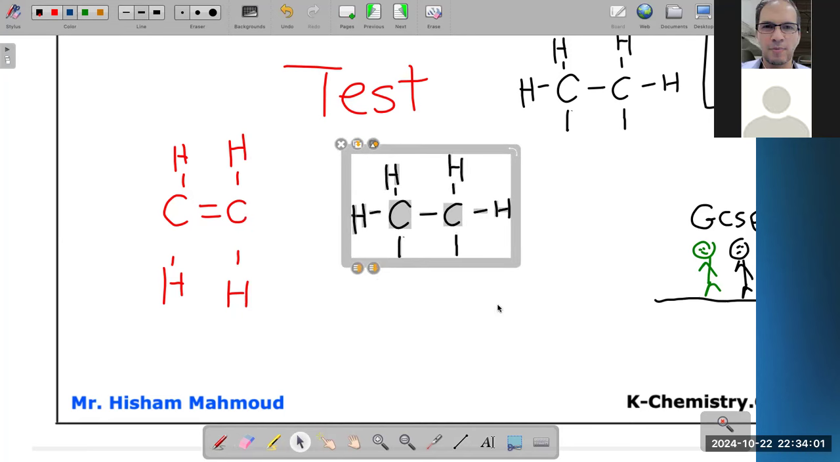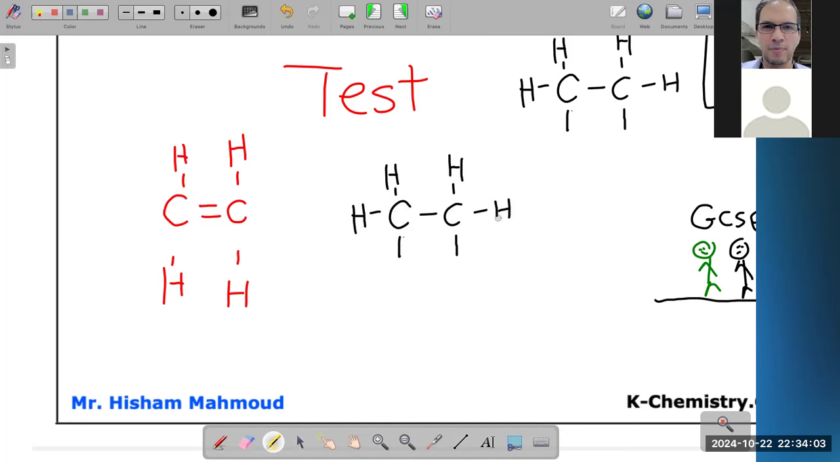If you didn't make these places empty, how are you going to join them? It will be a difficult job for you. So before even removing the double bond, step number one is to make empty places on the right, empty places on the left, empty places in your mind.